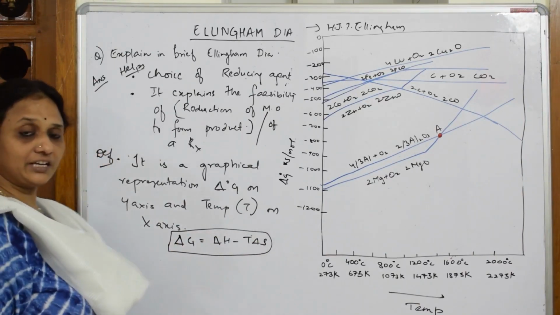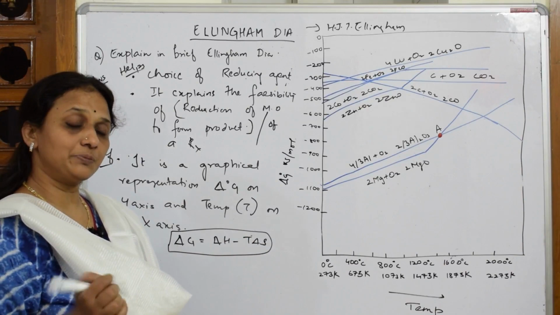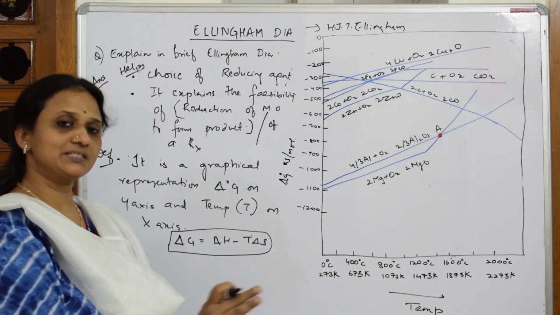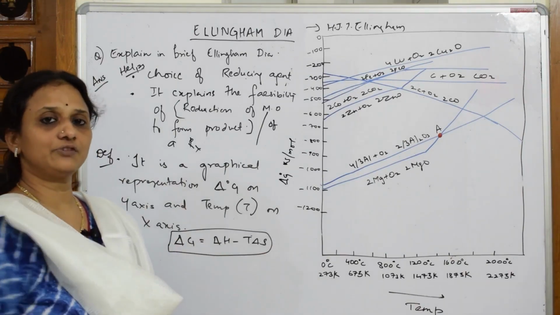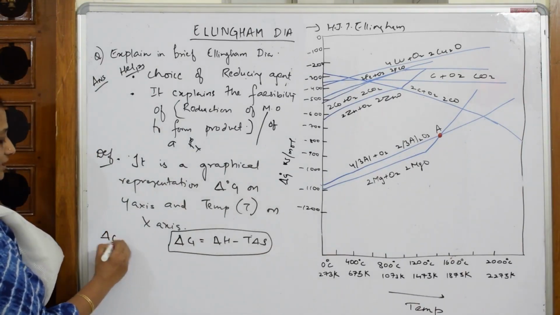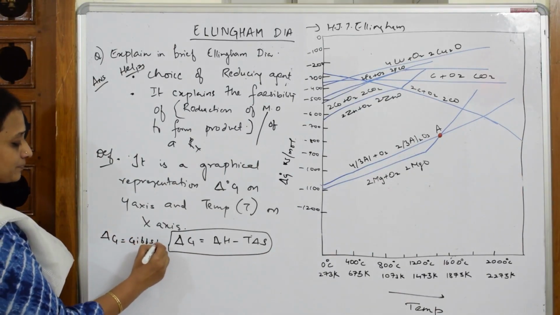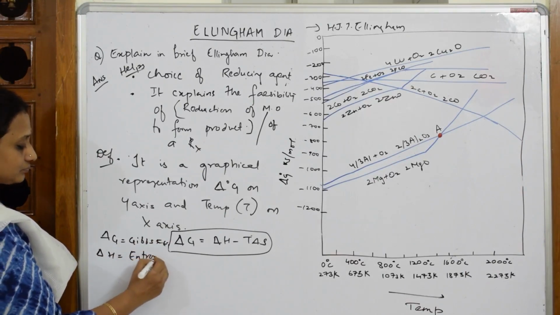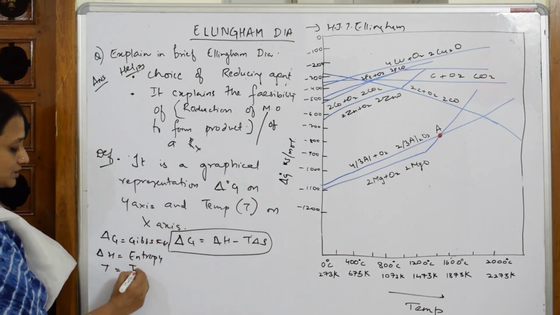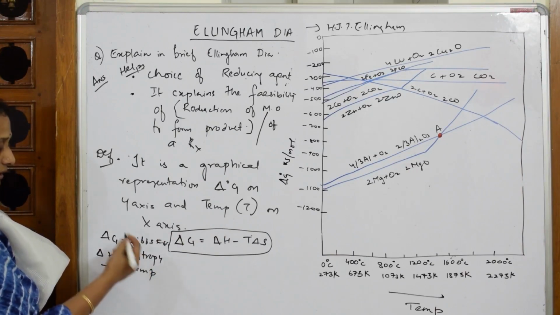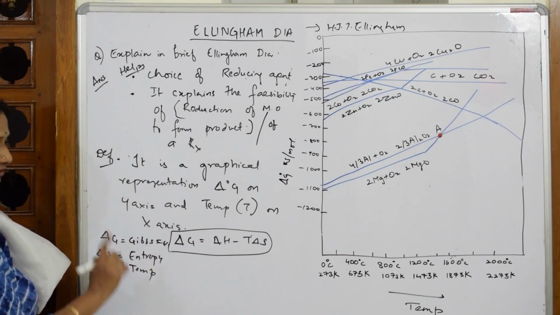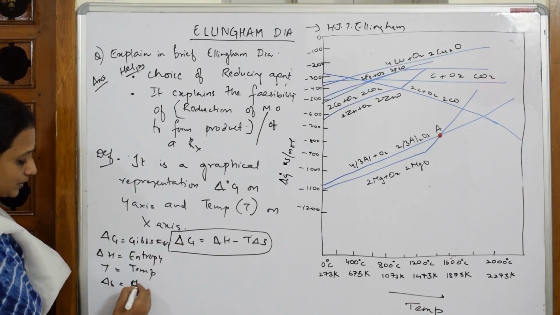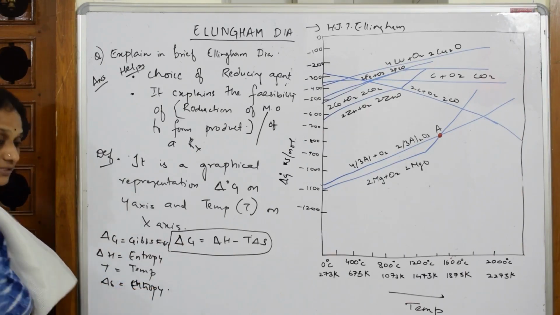If the Gibbs free energy is negative, the reaction is compulsorily feasible. If you get a negative answer, the reaction will go in the forward direction and give you products. So here, what is delta G? Delta G is the change in Gibbs free energy. Delta H is the change in enthalpy. T is your temperature, this is not a change, it is temperature. And delta S is the change in entropy. Right, these are your factors.